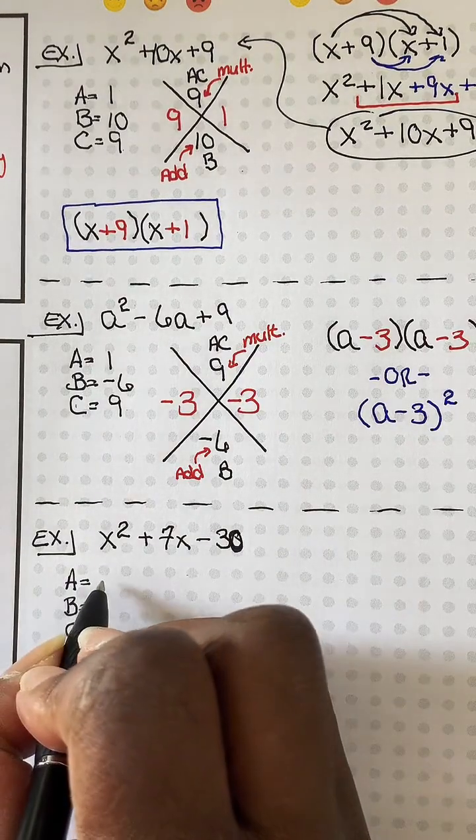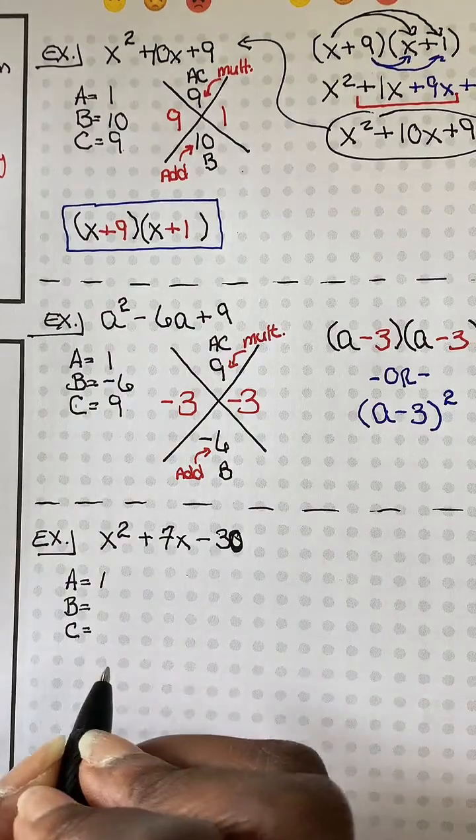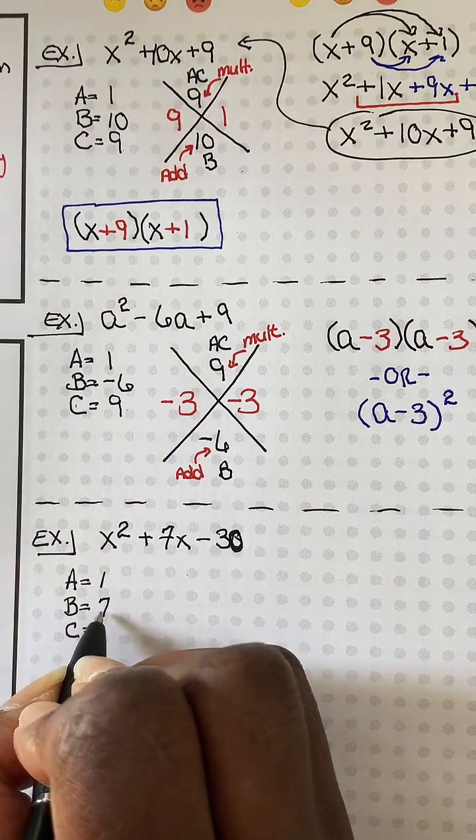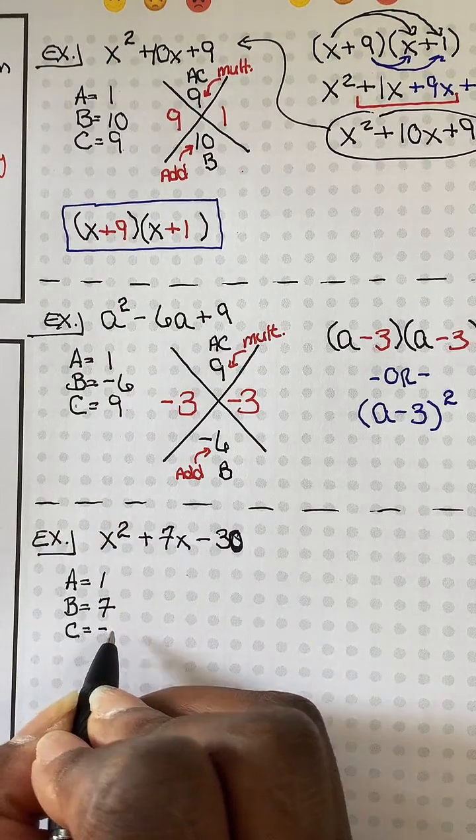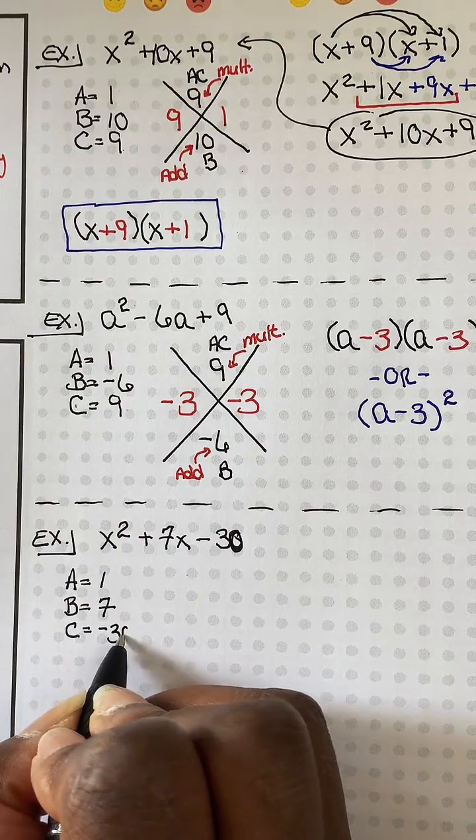No problem. So our A is 1. I'm seeing a lot of that. Our B is 7. Saw a lot of that. But our C is going to be negative 30.